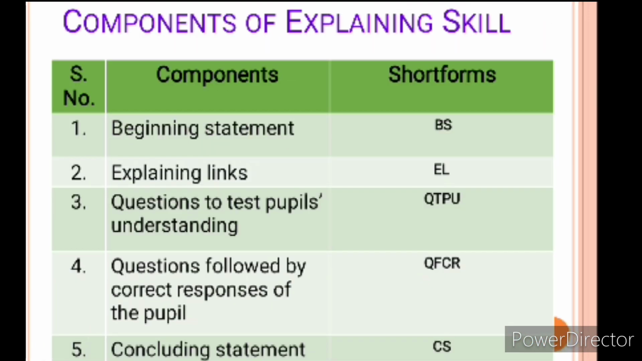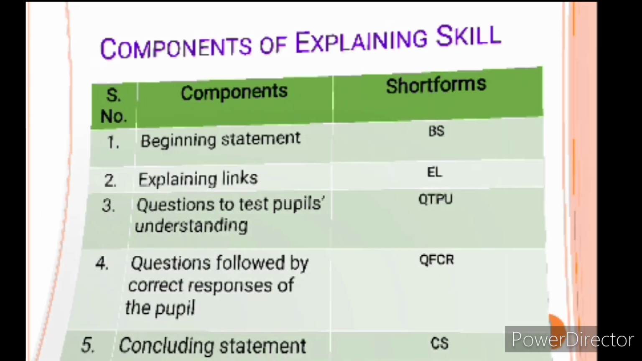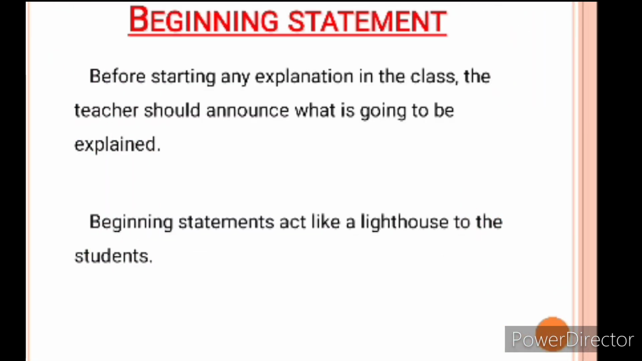The next one is the components of explaining skill. Here the table lists out the components of explaining skill under short forms. In total, we are using five important components in explaining skill. What are they? Beginning statement, explaining links, questions to test students' understanding, questions followed by correct responses of the students, and the last one is the concluding statement. We will see detailed notes on the components of explaining skill.